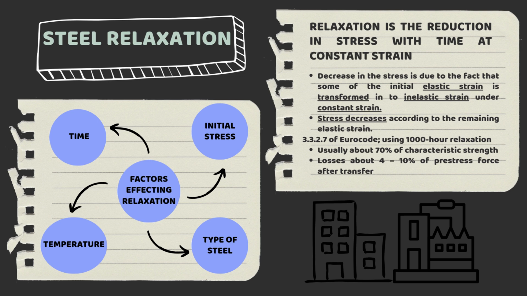According to 3.3.2.7 of Eurocode, using 1000 hour relaxation, usually at about 70% of characteristic strength, the losses are about 4 to 10% of the prestress force after transfer. What are the factors affecting relaxation? First, time. Second is initial stress. The third is type of steel, and lastly is temperature.